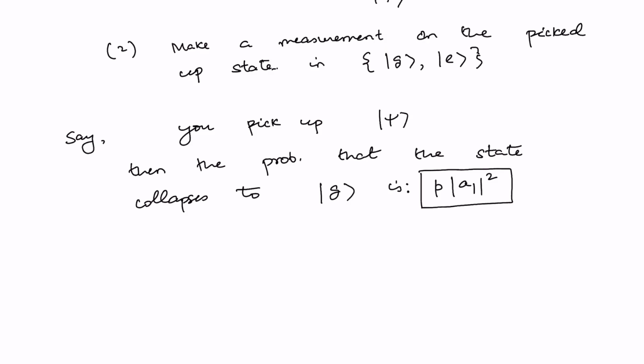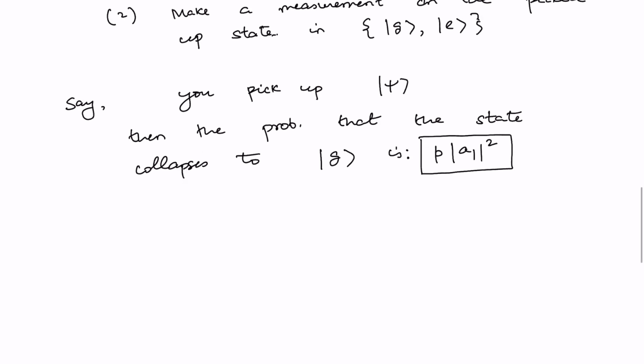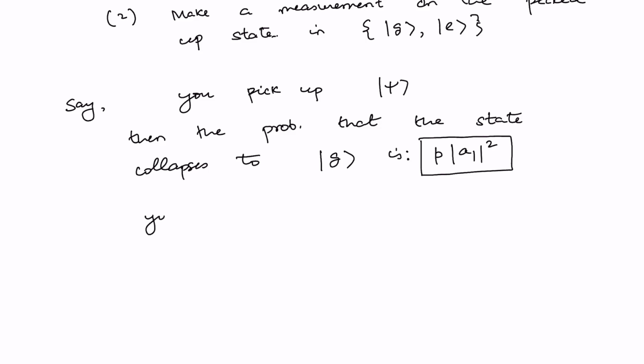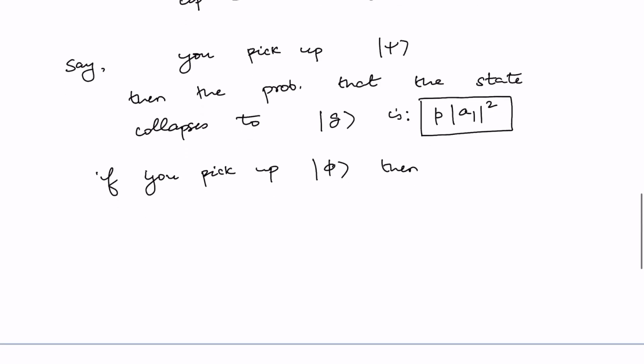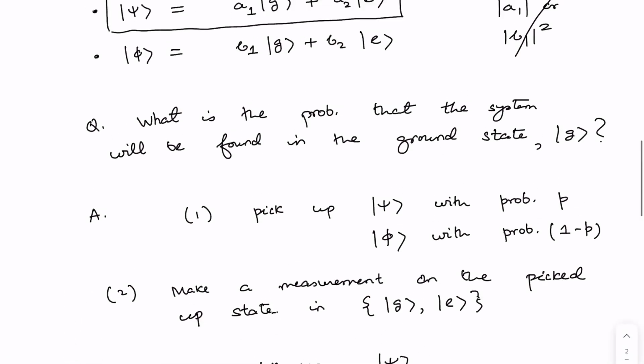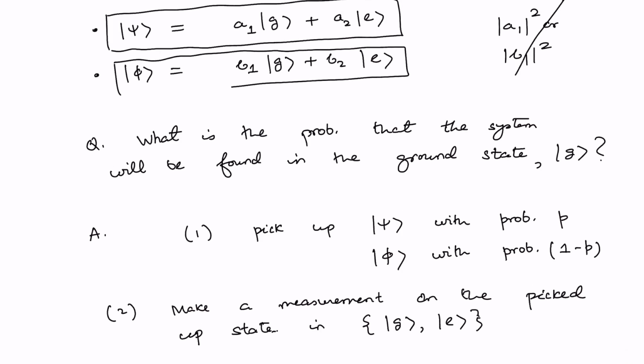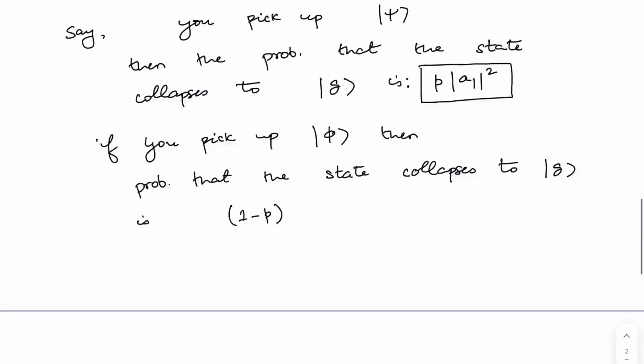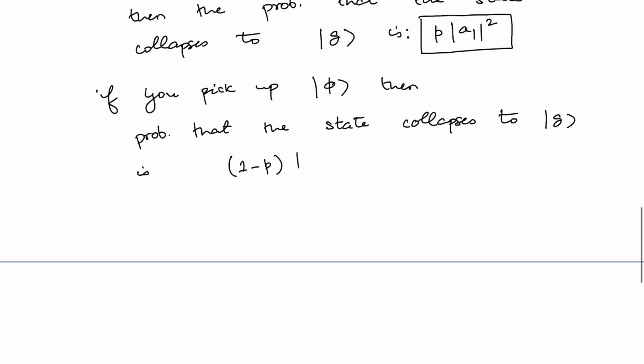And similarly, on the other hand, if you pick up |φ⟩, then the probability that the state of the system collapses to |E_g⟩ is, now picking up |φ⟩ from the box is 1 minus p, and once you have the |φ⟩ state here, the probability that it collapses to |E_g⟩ is |b1|². So it would be (1 minus p) times |b1|².